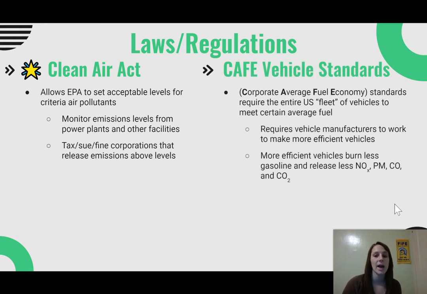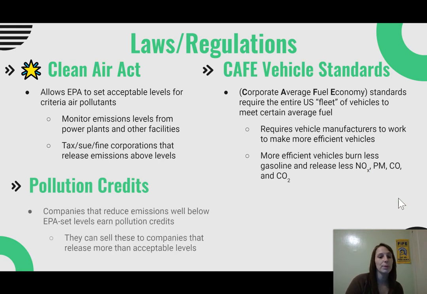Then we also have the CAFE vehicle standards, and the CAFE stands for Corporate Average Fuel Economy. These standards are going to require the entire US fleet, that's the verbiage that they use, but basically all the vehicles, to meet certain average fuel requirements, so like the miles per gallon that they get. This is going to require vehicle manufacturers to work to make more efficient vehicles because the standards require them to. More efficient vehicles are going to burn less gasoline and therefore is going to reduce less NOx, particulate matter, carbon monoxide, and carbon dioxide, which is not an air pollutant, it's a greenhouse gas, but it's something that can be regulated by these CAFE standards as well.